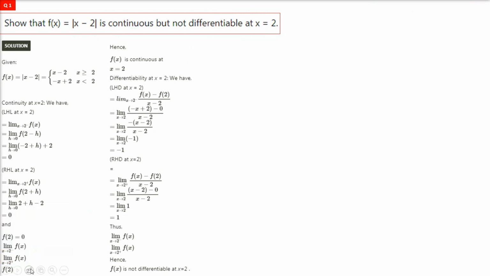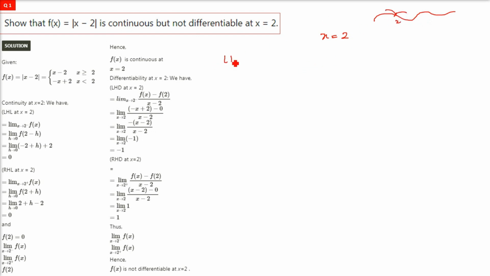So we'll start with the continuity in this question. And most of the questions coming will only ask us for the differentiability. But here continuity is also involved. So let us check it. See, x is equal to 2. So we are going to check at x equals 2.